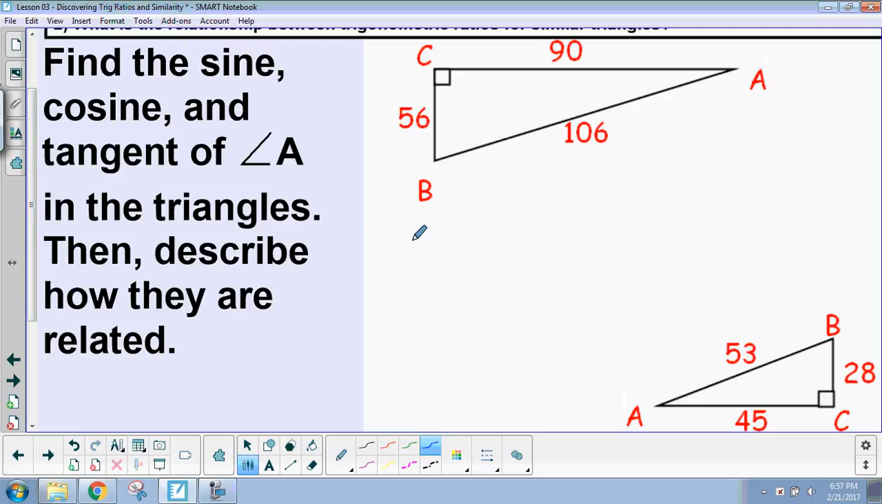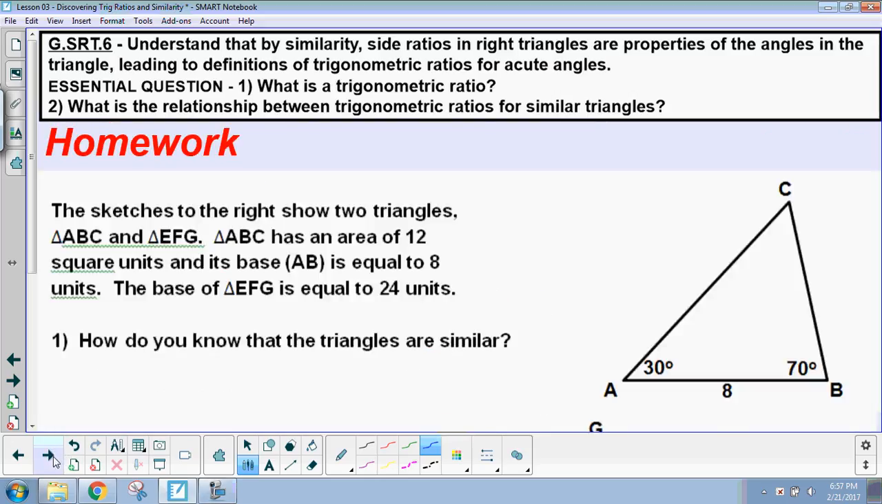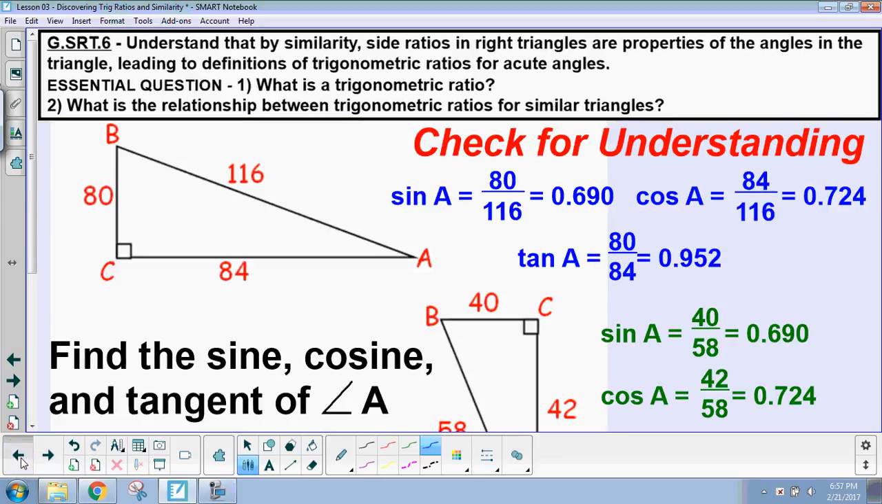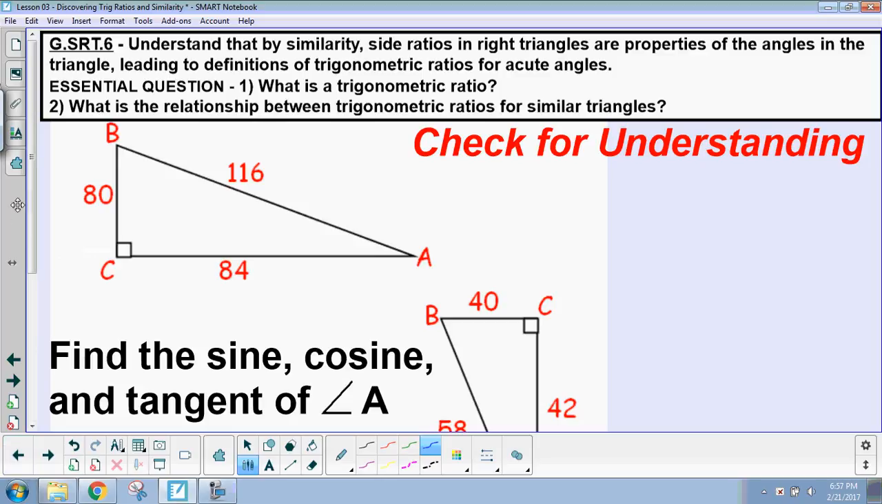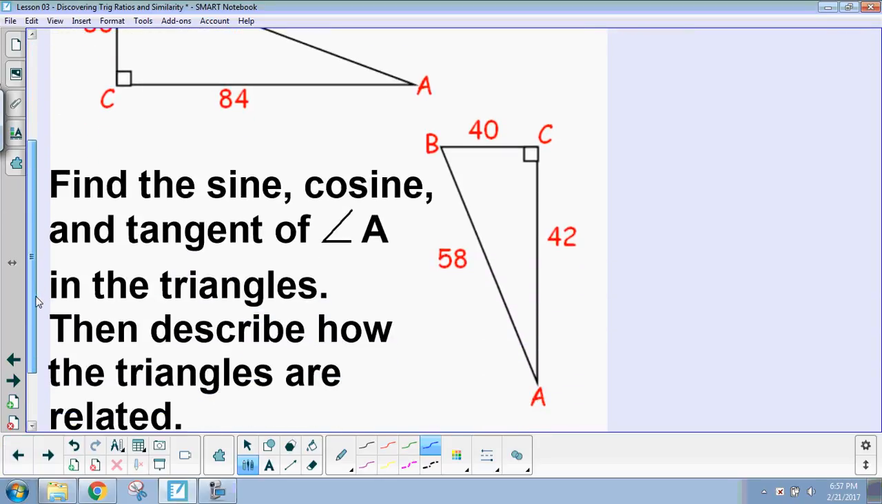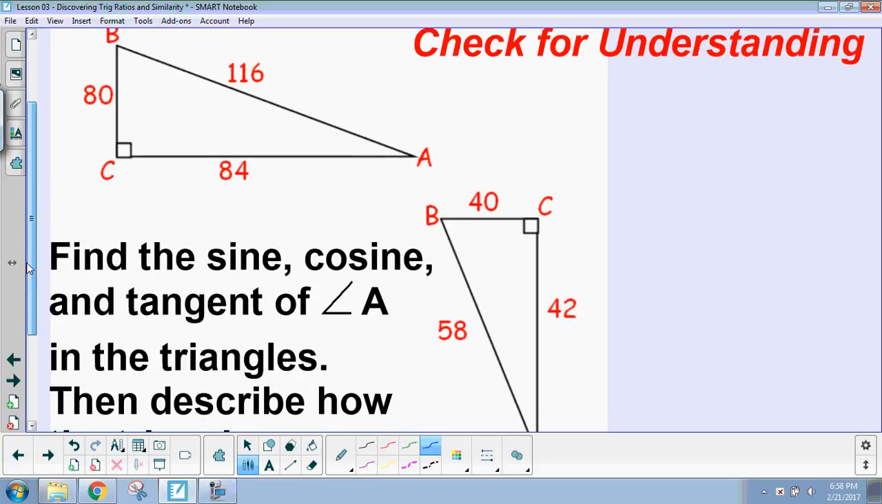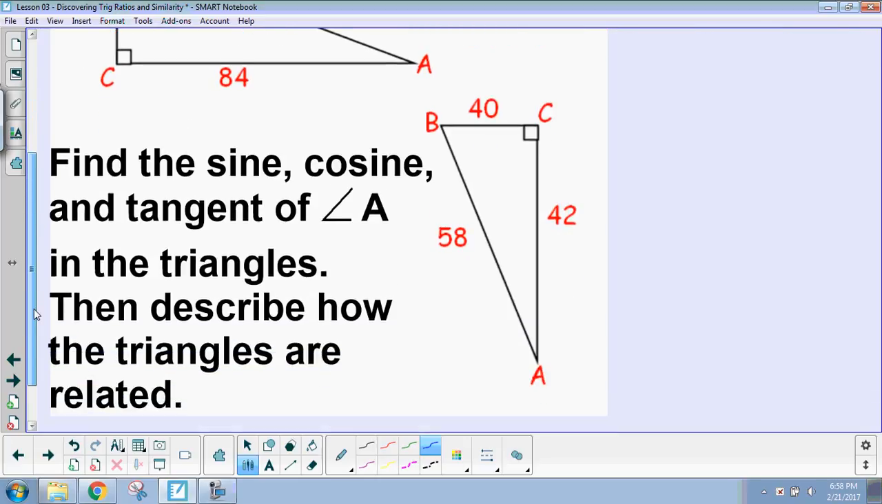There's the answers for that one. So if you want, you can do this one. Same idea. Find sine, cosine, tangent of A. Pause the video so you can copy these triangles on the table. Describe how they're related. And then you can look at the answers here. Based on these results, you could say they're similar.